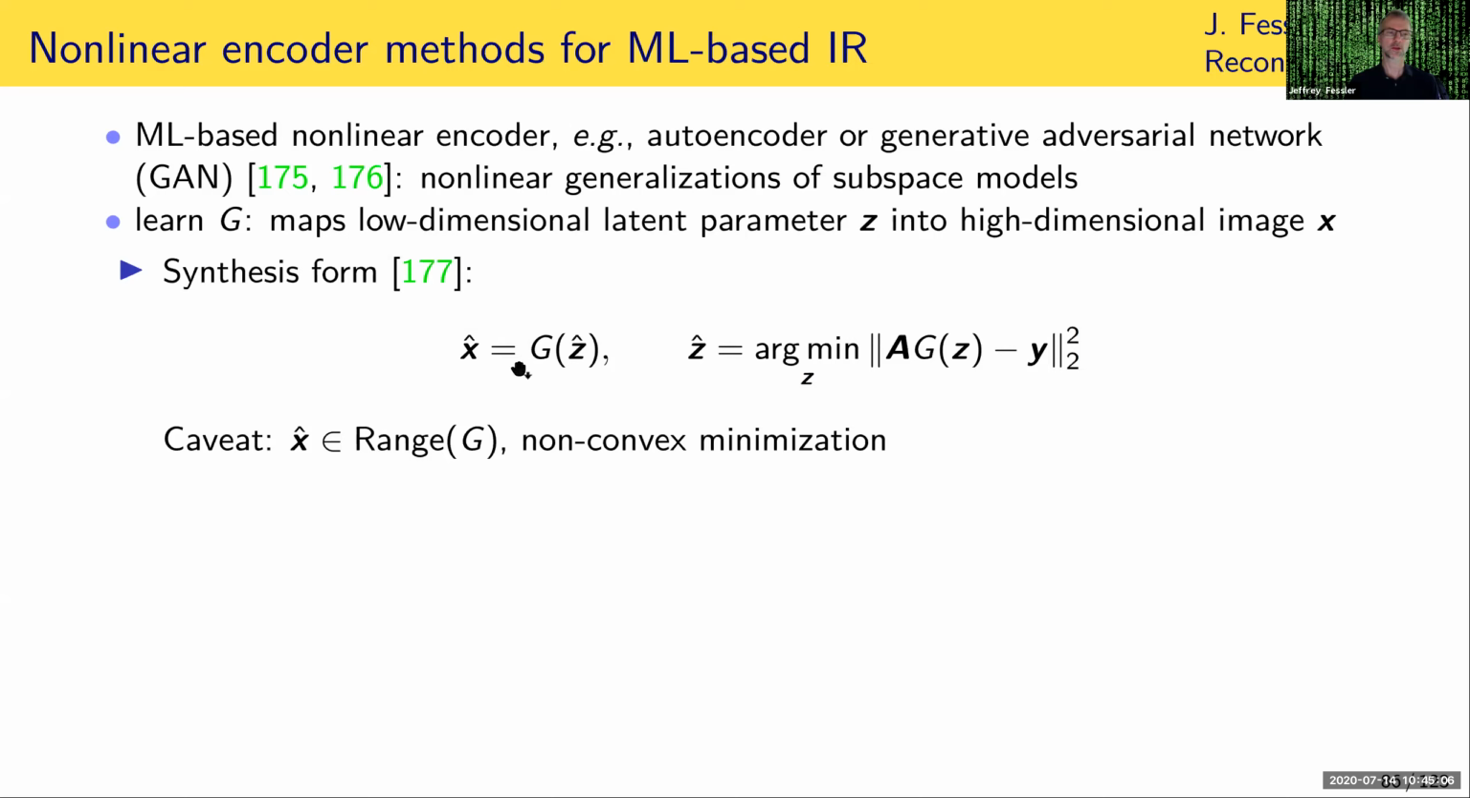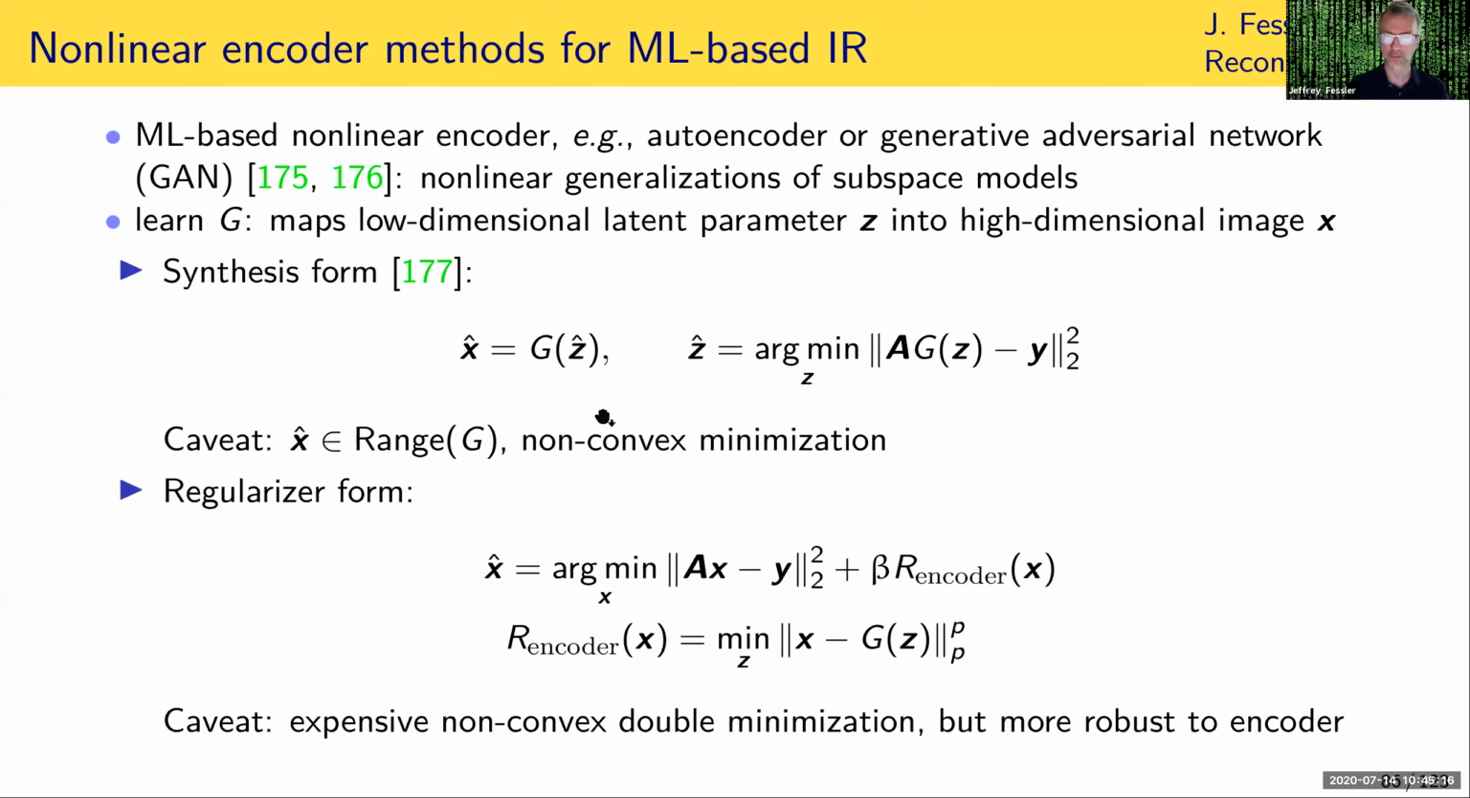The caveat with this is that it really does mean you're going to end up with an image in the range of your generator. And if your generator is not fully representative of your rare tumor or whatever, you're going to miss it. I think a little bit safer form might be to turn this into a regularizer, where you say, I want an image that agrees with my data, but my image is also reasonably close to an image that could be generated by my generator, but I don't insist on equality there, and there's a regularization parameter that lets us adjust how much we believe the data and how much we believe the generator. But now it's a more complicated minimization problem, but it might be more robust to imperfections in the encoder.